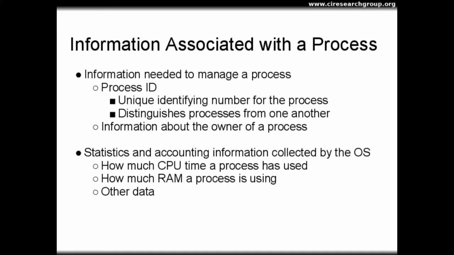In addition to the information generated by the process itself, the operating system must keep scheduling information and statistics about each process. This information includes a unique identifier, or process ID, that can be used to distinguish processes from each other. In order to arbitrate access to system resources, the operating system must also store information about the owner of a process so that permissions can be enforced correctly. To facilitate scheduling decisions, the operating system collects various statistics about process execution, such as the amount of CPU time consumed and the amount of memory used.